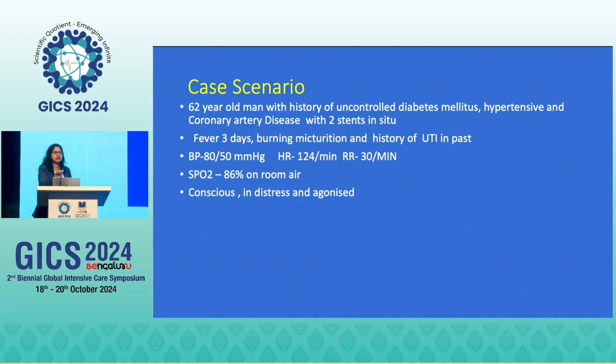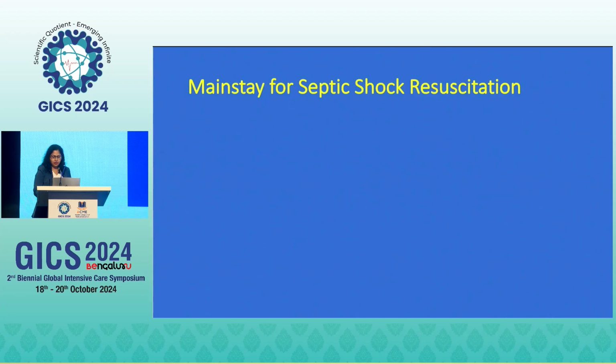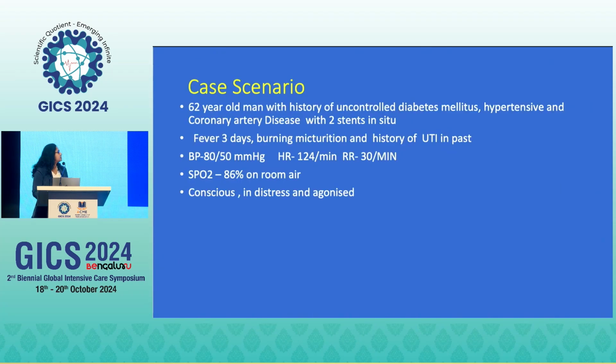The quick diagnosis that comes to our mind from the history itself is septic shock, isn't it? And most likely it is a urosepsis. Now what are the concerns in these patients? Firstly, when you see such a patient with hypotension and multi-organ dysfunction, even before you have any reports in your hand, you start resuscitation with fluids, isn't it? We are very well versed with this concept thanks to Rivers et al.